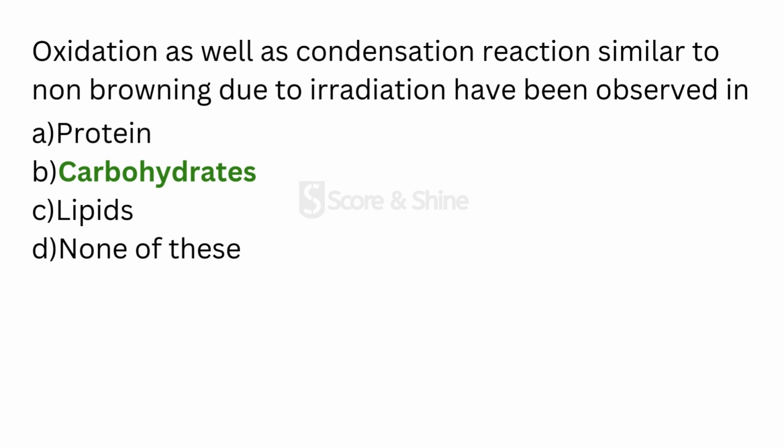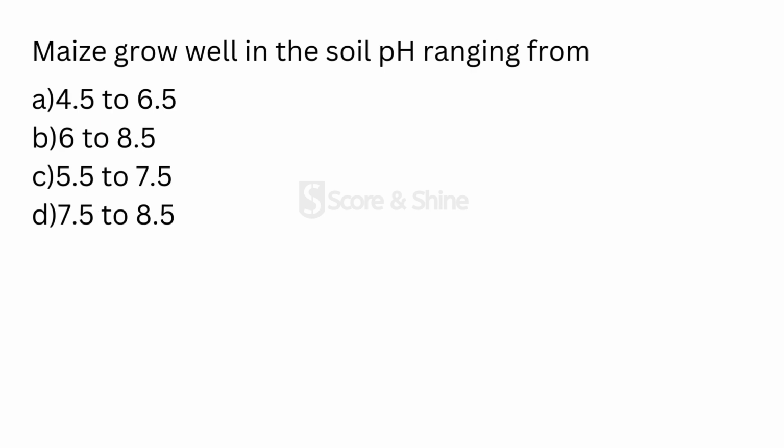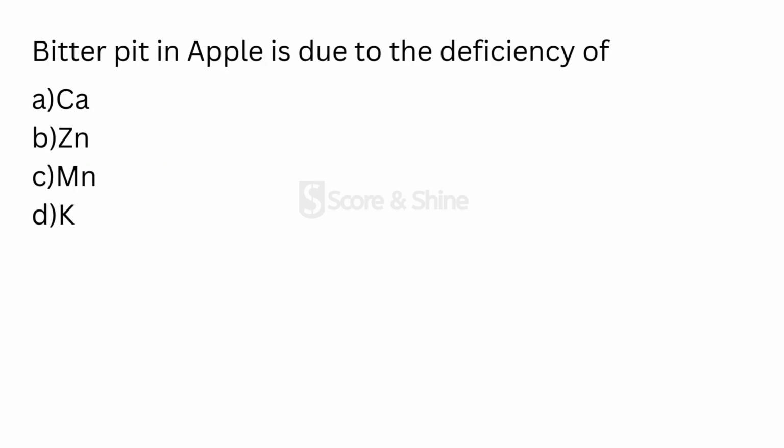And next, actinomycetes prefer which condition for their growth? So the answer is slightly alkaline. And next, maize grows well in the soil pH ranging from. So it grows well in pH 5.5 to 7.5. And next, bitter pit in apple is due to the deficiency of. So the answer is calcium.